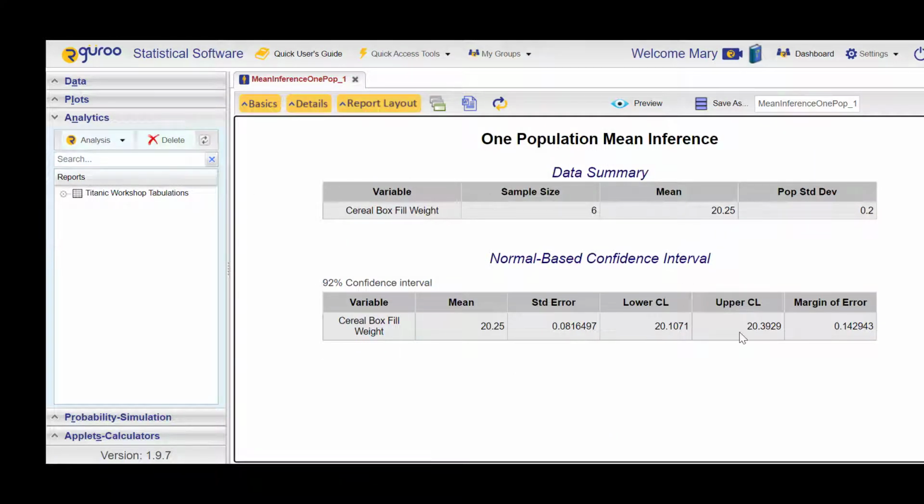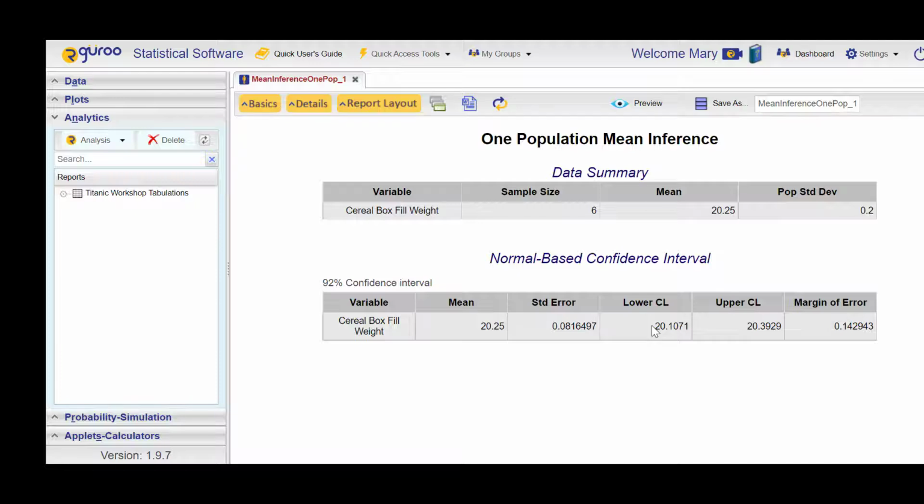And there are several things that they give us. So first you see a data summary. It tells you the variable, cereal box fill weight, sample size, mean, population standard deviation. This is just a summary of what we entered. The items we're going to be looking for, our actual confidence interval, is in the table below. And so at the top, you see above this table, it's a 92% confidence interval. So that's what we were looking for. And they give us the variable, the mean, the standard error if we were to calculate that, and the margin of error on the end if you wanted to calculate that.